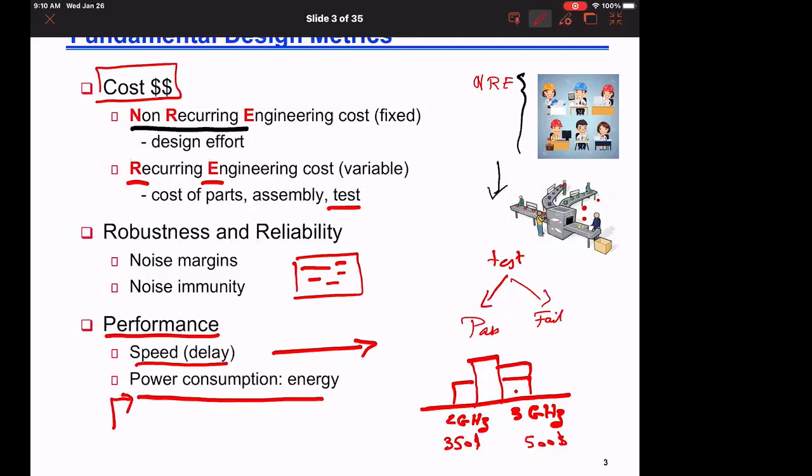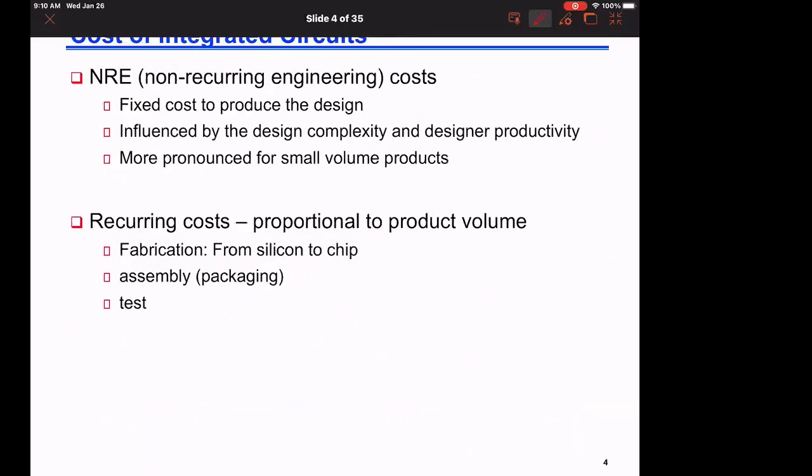These are the design metrics that are fundamental and are necessary for any company to have a successful product. Okay, any questions? Okay, great. Let's go now to the next slide.